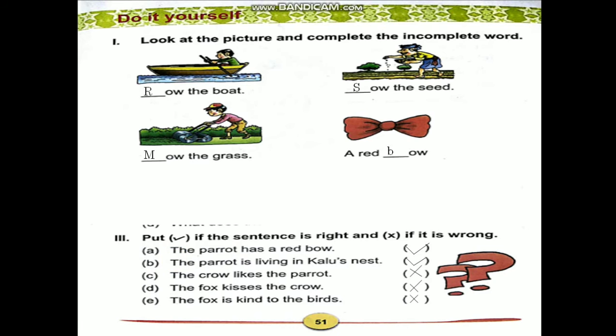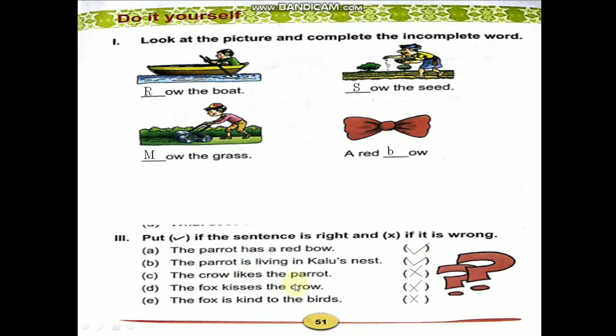The parrot has a red bow. Correct. The parrot is living in Kalu's nest. This sentence is correct, so correct, right. The crow likes the parrot. Crow likes the parrot? No. Crow does not like the parrot, but here it is given that the crow likes the parrot. So this sentence is wrong. So you have to write wrong.